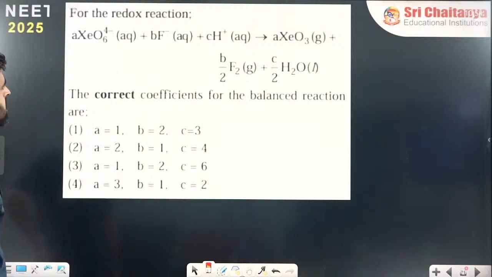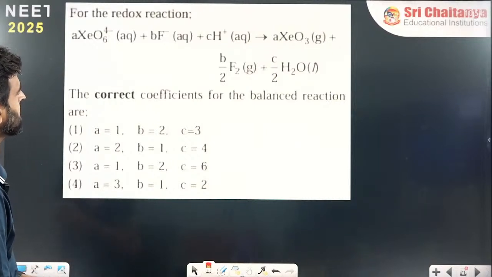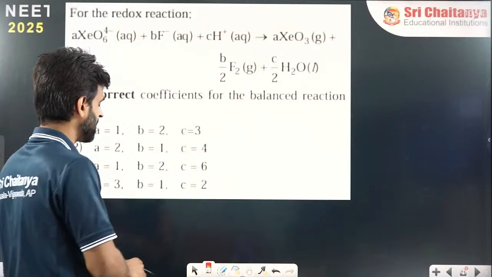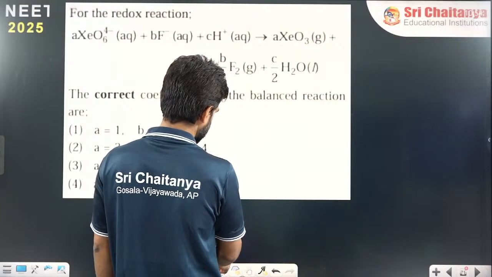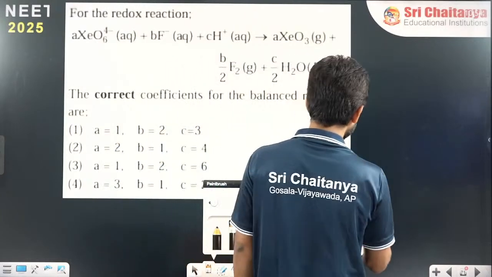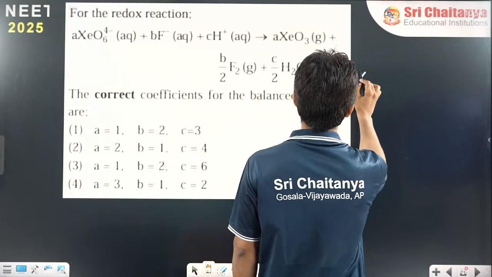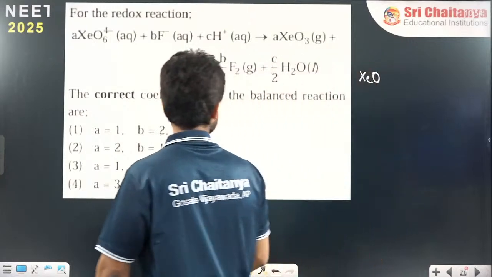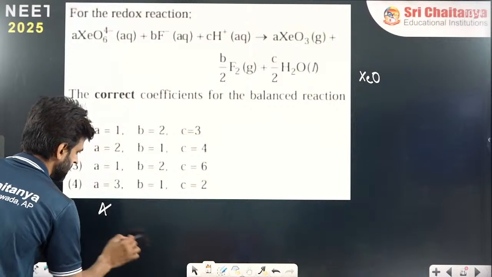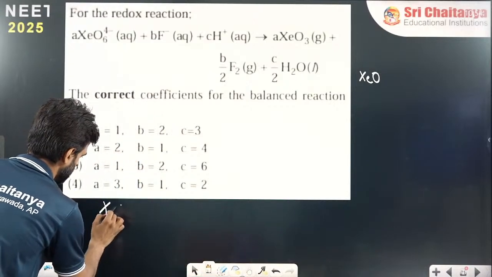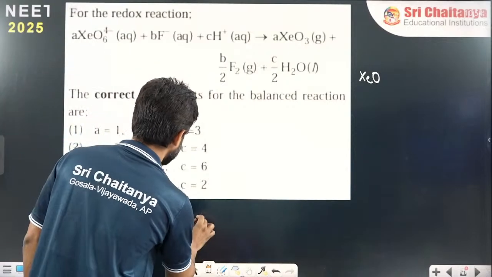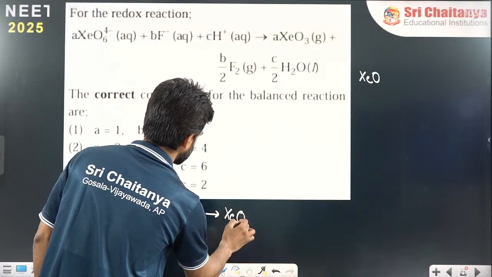Okay, now we have this one. You have XeO6 4-, they gave, and making it XeO3, and they are making F- into F2. So you can balance it by the short trick, whatever you are using. Now let me check here. I divide it in two parts. First I am taking here XeO6 4-. I will take it downside. Then you will balance it. XeO6 4-, right? And we are making it XeO3. Fine. You want to balance it.